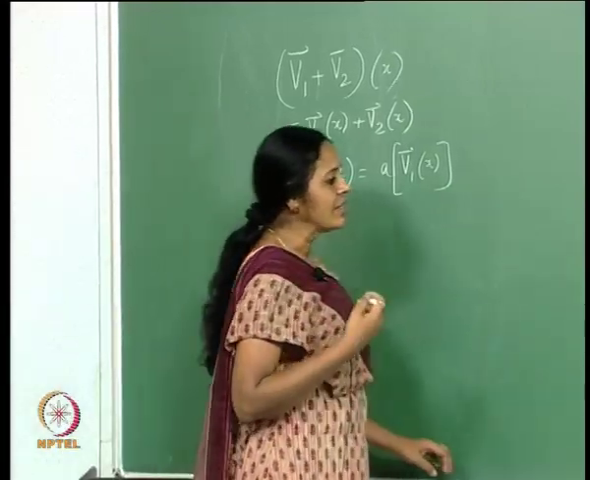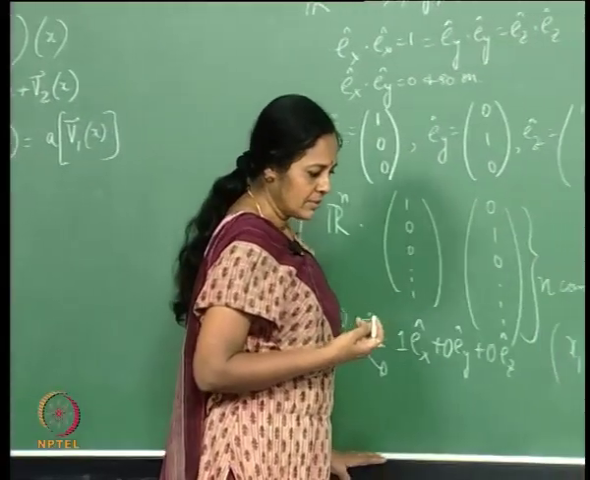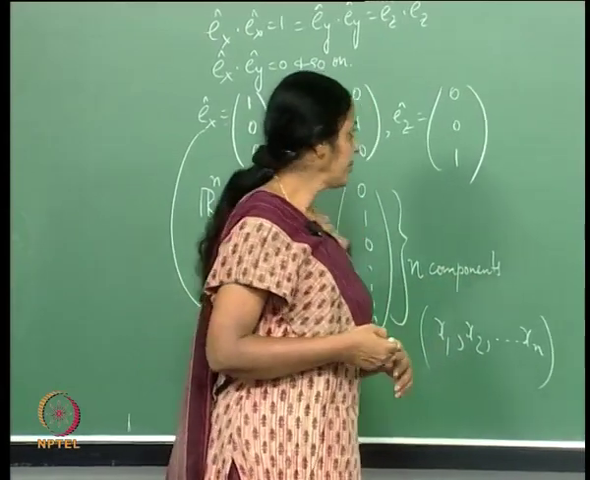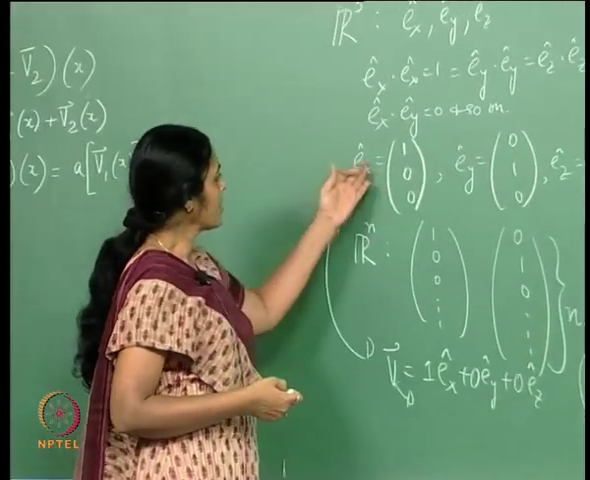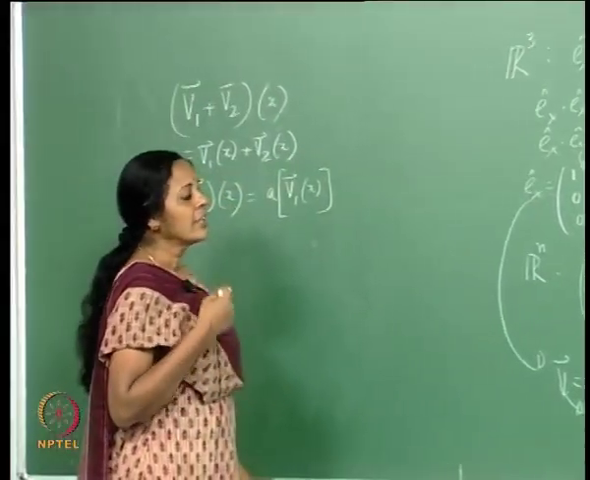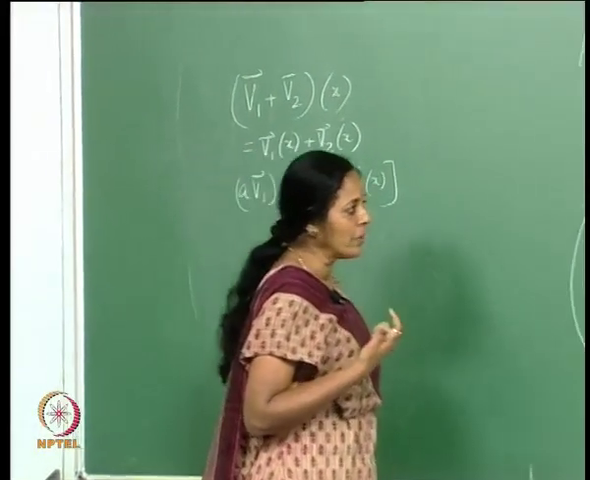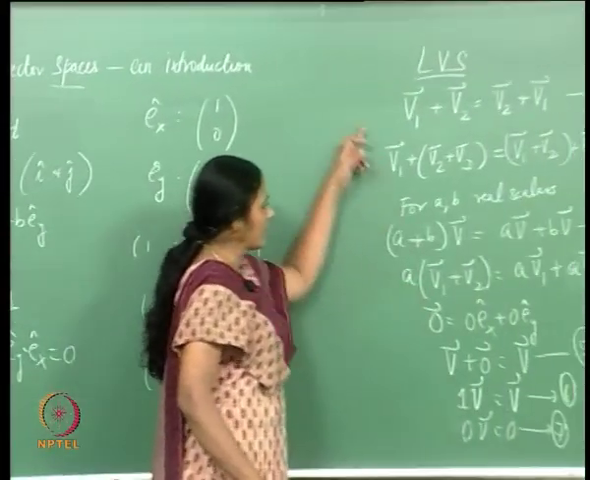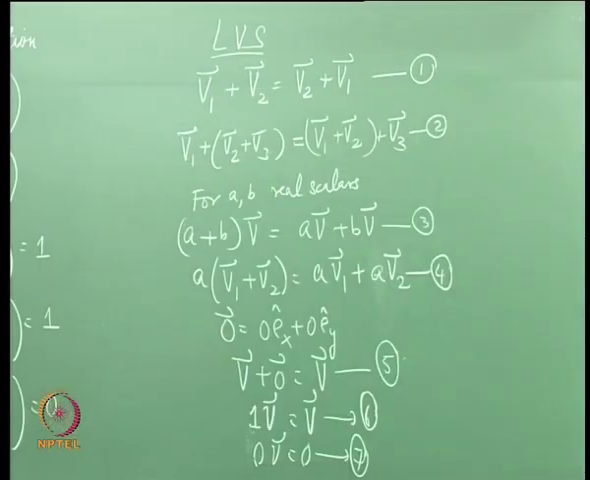So, states in a linear vector space could be columns, could be functions, could be vectors symbolically denoted like this. They will all be states in an appropriate linear vector space, provided these properties are all satisfied by the states.